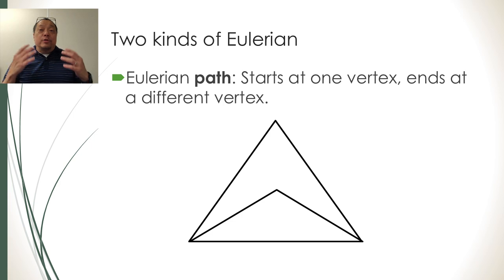The other kind of Eulerian graph is an Eulerian path. This kind we start from one vertex and we go around and we end up finishing at a different vertex. Let's take this example. Go ahead and try and trace this one without going over any edge twice and without lifting your pencil. See if your starting and ending points are the same or different. Press pause and come back when you're done.